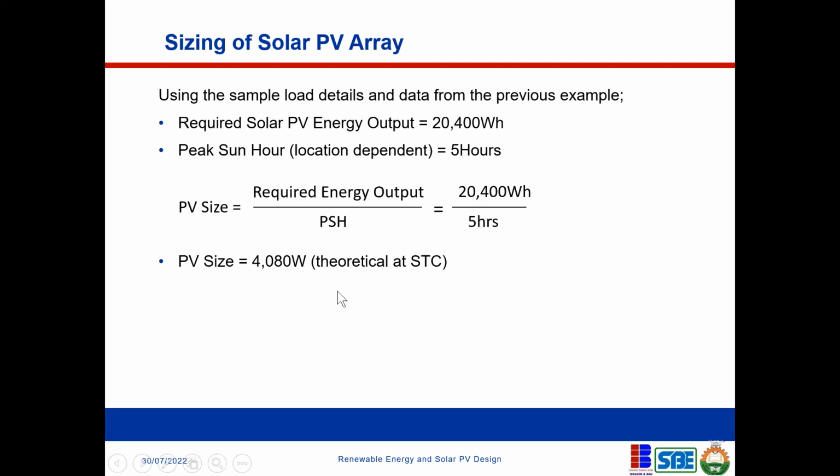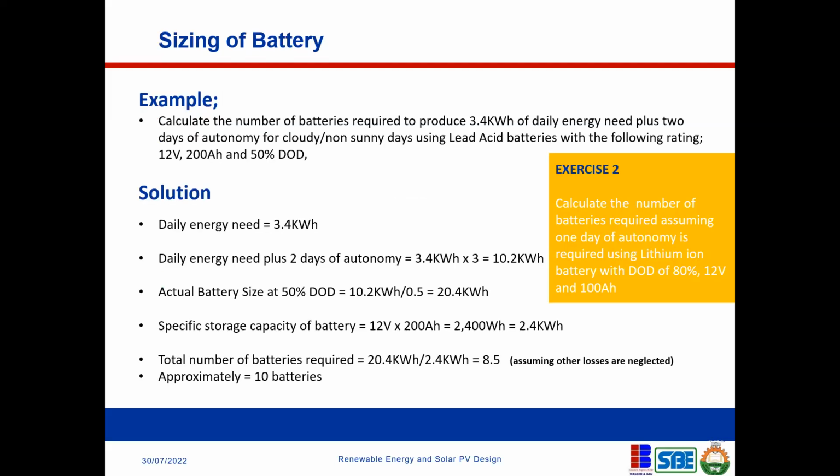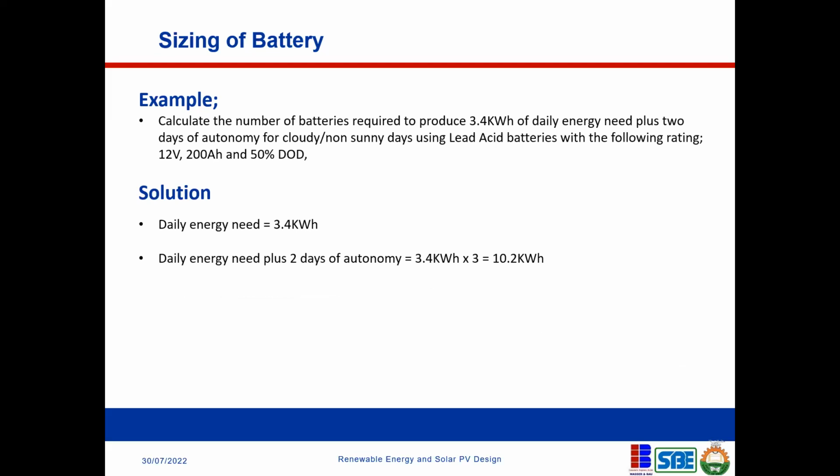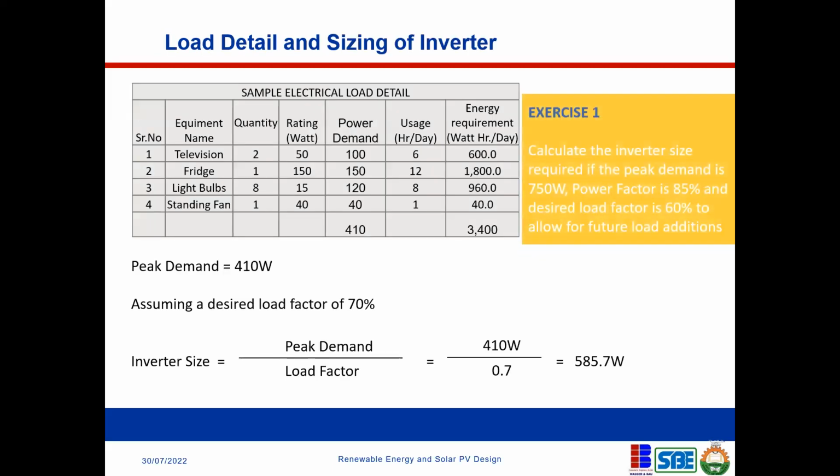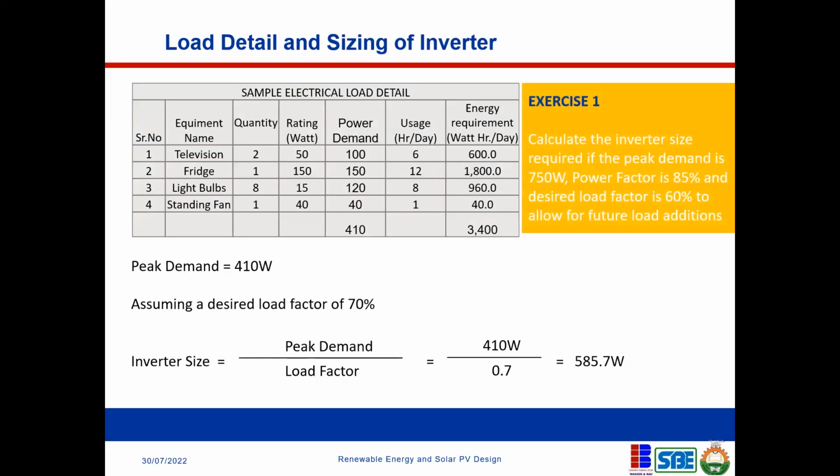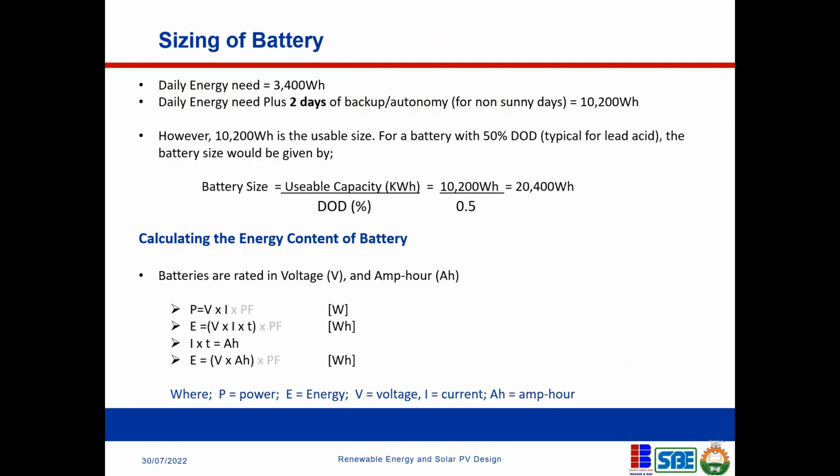Okay, go ahead. The required energy output of 20,400 watt-hour, have you taken into consideration the autonomous days that you mentioned? Yes, it has been taken. The backup has been factored in. Everything is there. It has been factored into that. Yes, it's okay. Thank you. Just quickly, let me confirm. You will find out that our total energy here is 3,400, so we have factored in that days of autonomy, right?